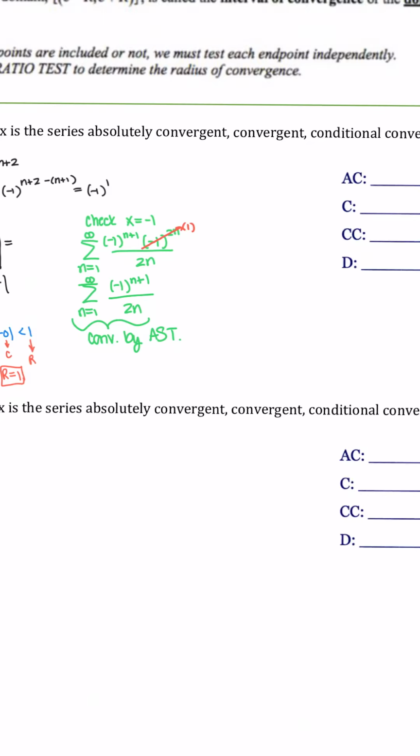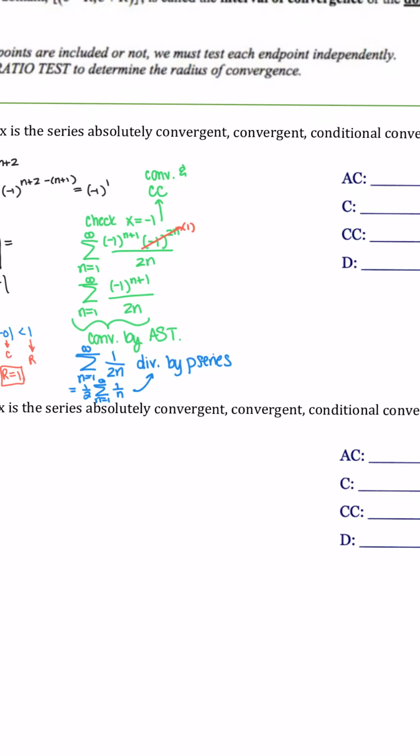But then if I consider absolute convergence, that would take away that alternation. And that negative 1 to the n plus 1 would just become a 1 over 2n. And this is going to diverge by p series, because I can pull out the 1/2. Let me go ahead and write that. This is equal to 1/2 times the sum from n equals 1 to infinity of 1 over n. So there I see that divergent p series. So therefore, at x equals negative 1, the series converges and it conditionally converges.